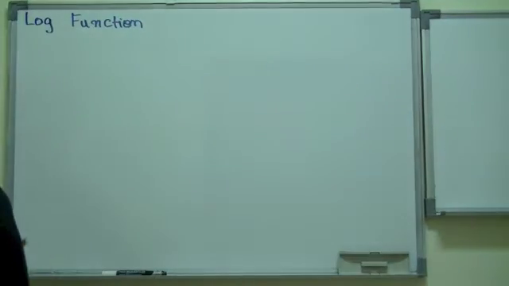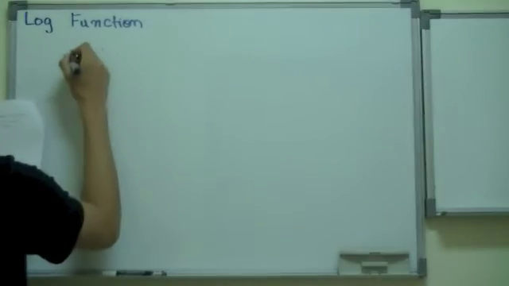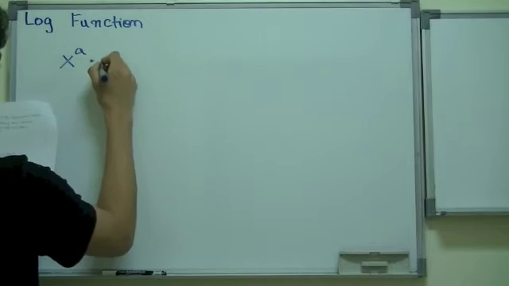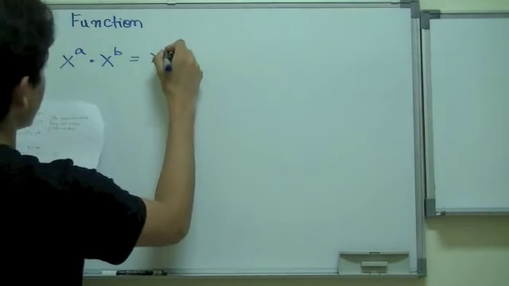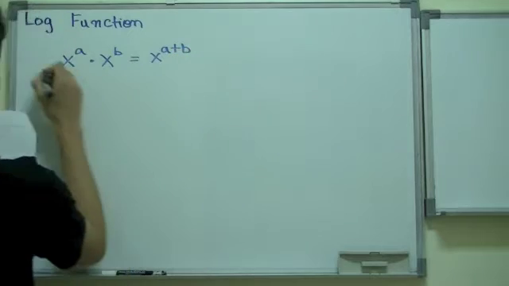The properties are like this. We learned in exponential form that if x raised to the a power multiplied by x raised to the b power is equal to x raised to a plus b, right? This is the first one and you need to remember this.